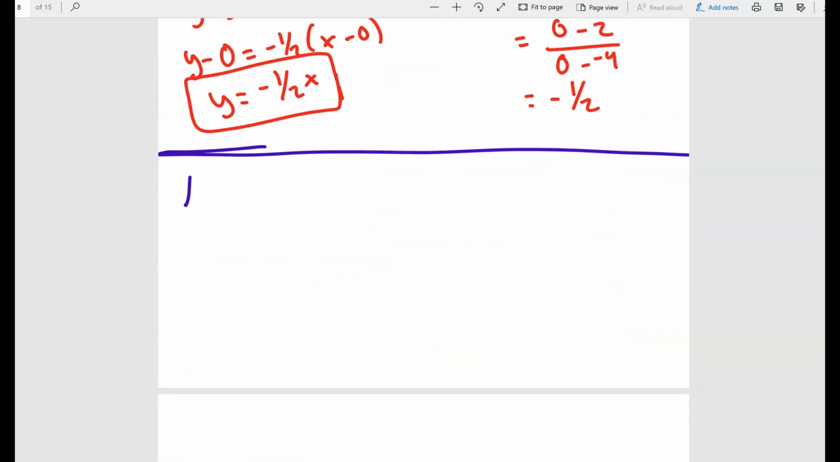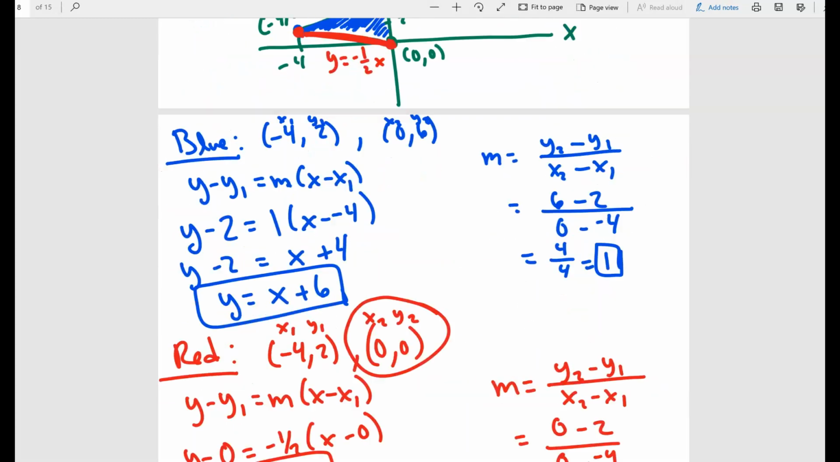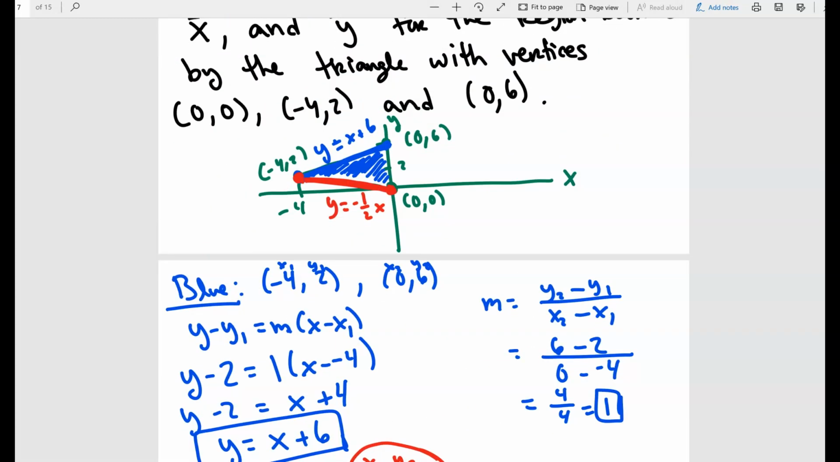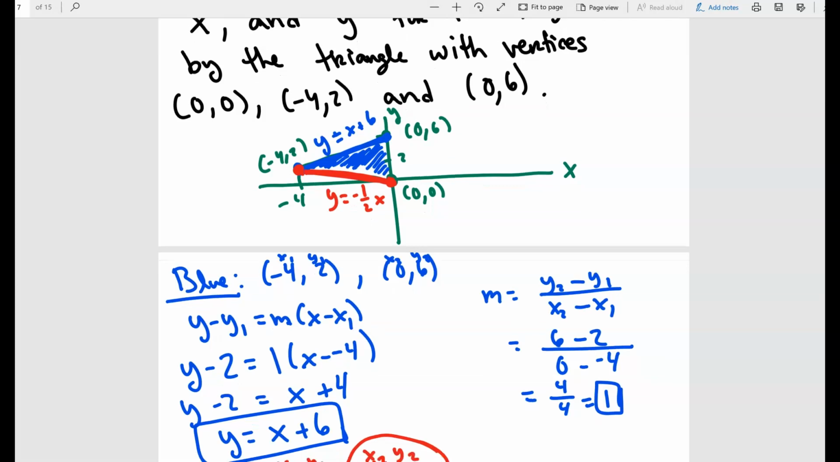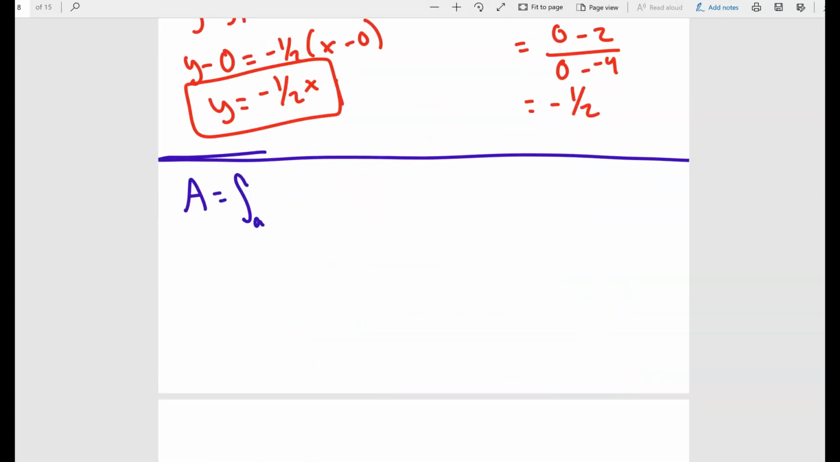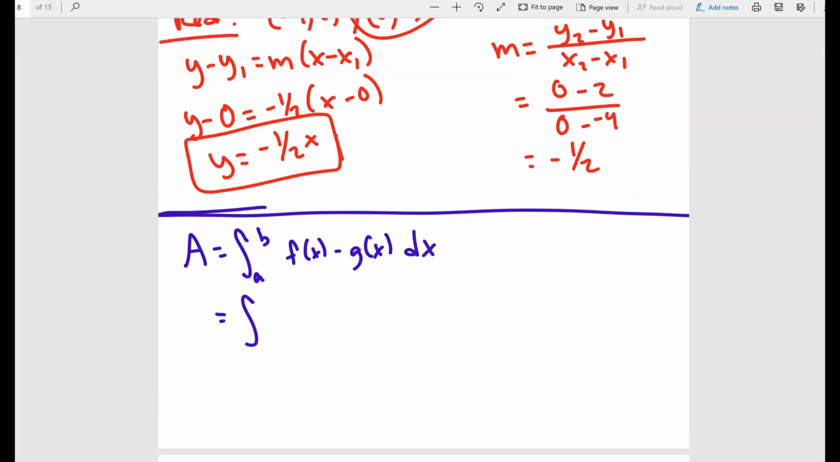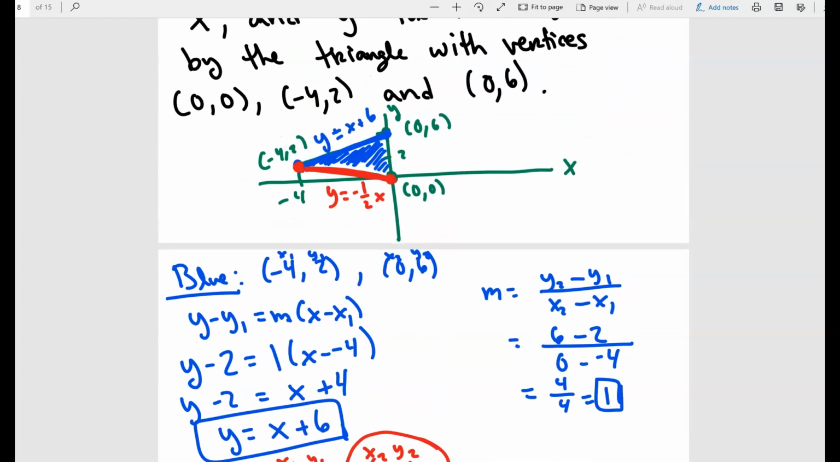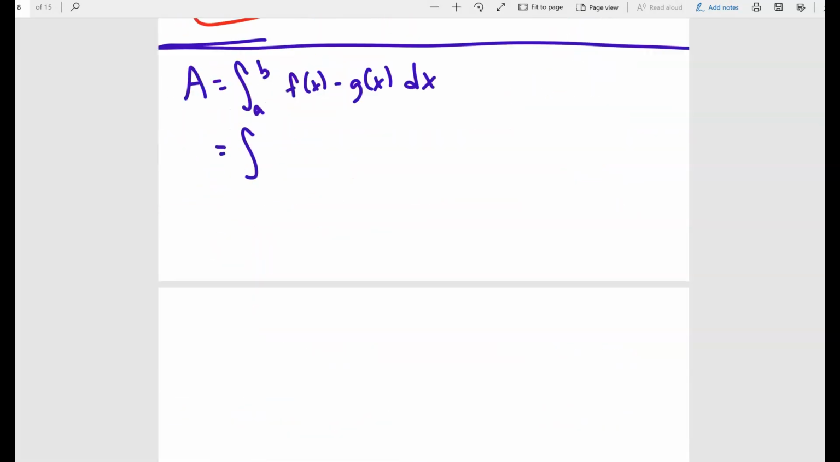Okay, so for a, all we have is the integral. Because we have 2 different curves, notice that we have the top, the blue one minus the red one, we're going to have to use the big formula. A to b f of x minus g of x dx. So this is going to be the integral from what to what? Well, let's see what my x value should be. So my x value should be from negative 4, that's where it starts, all the way to 0. That's where it ends. It's going to be from negative 4 to 0.